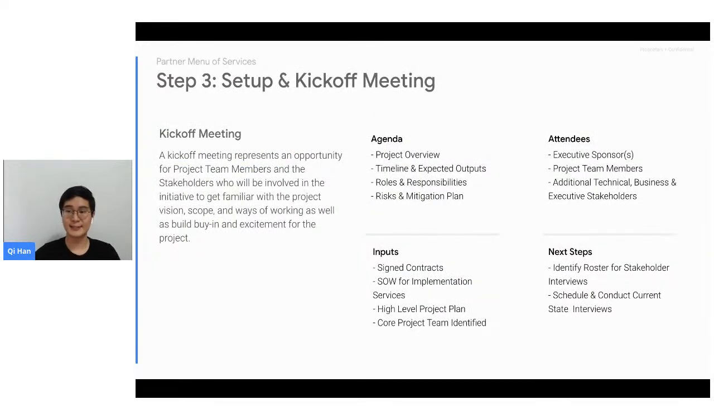Step 3 is how to set up and kick off a meeting so that all stakeholders can familiarize themselves with the project vision, scope, and ways of working together. We've listed some key considerations here, including what to put on the meeting agenda for the first kickoff meeting, who the key attendees are, who the key decision makers you should have in the room are, what kind of inputs and outputs you require before and after the meeting, as well as the next steps after the kickoff meeting.